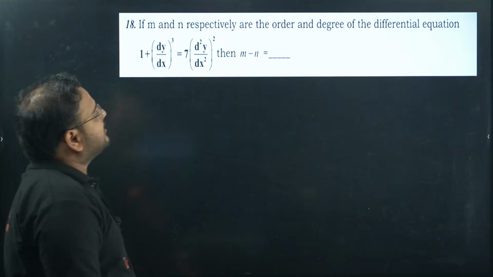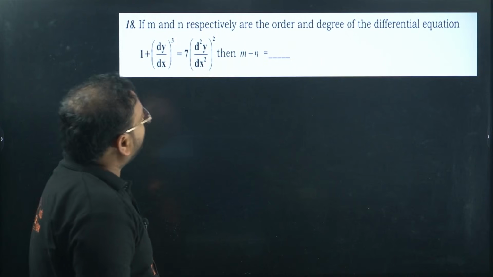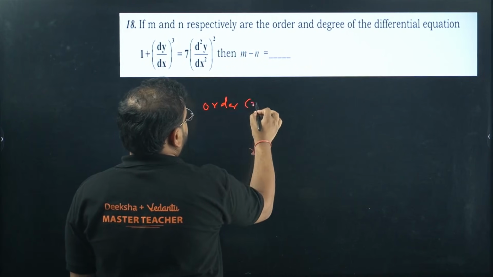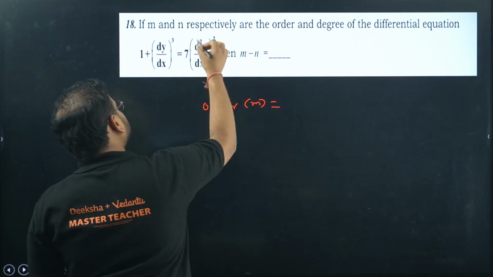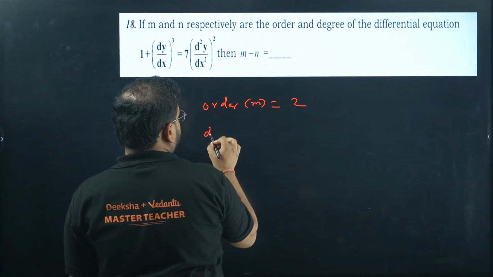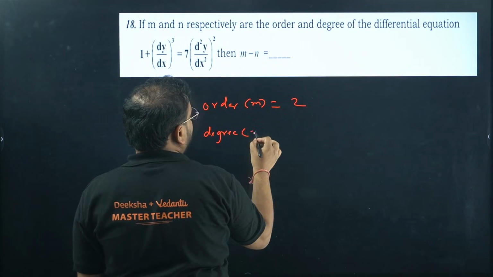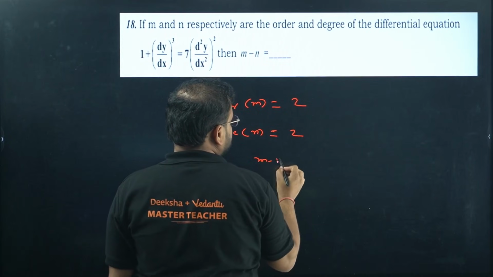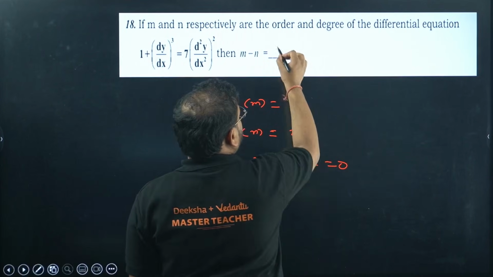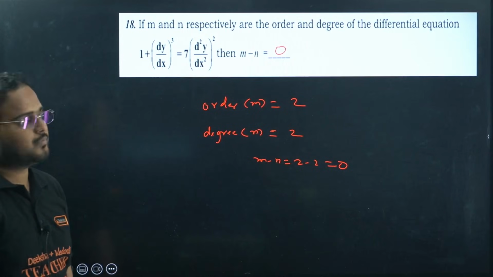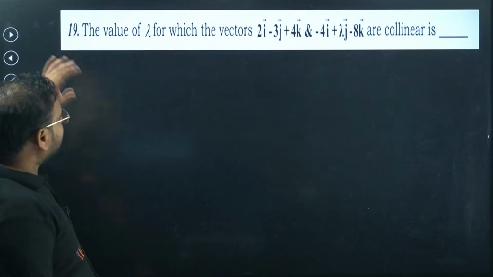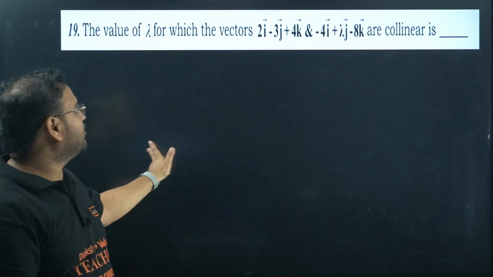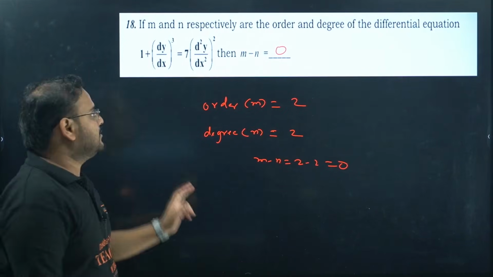M and N are respectively the order and degree. I'm looking for M and N. So order M. Check here. Order is the highest derivative, 2. Degree N is the power of the derivative, again 2. So M minus N will be what? 2 minus 2. Answer is 0. Got it? Order is what? The highest derivative, and degree is what? The power of the highest derivative. In this case, both of them were 2 and 2, hence answer is 0.